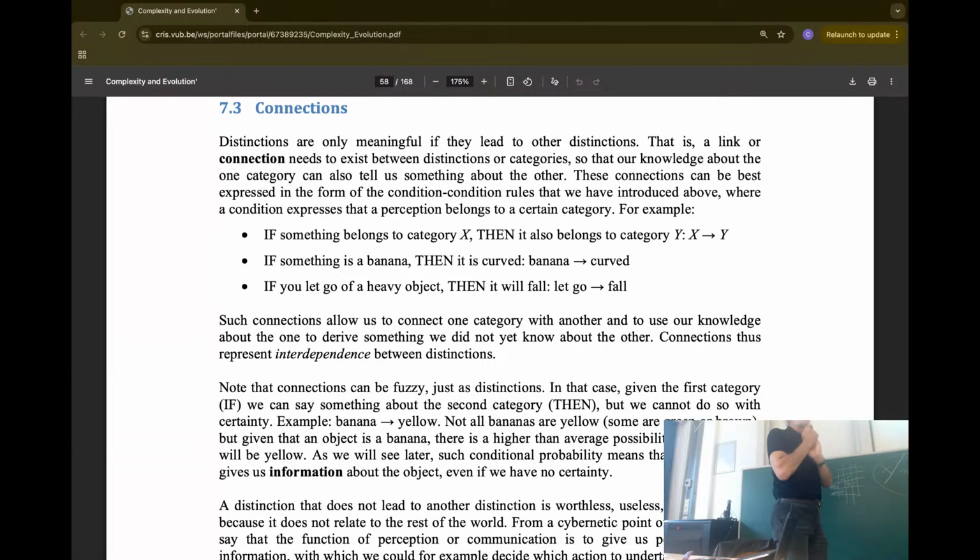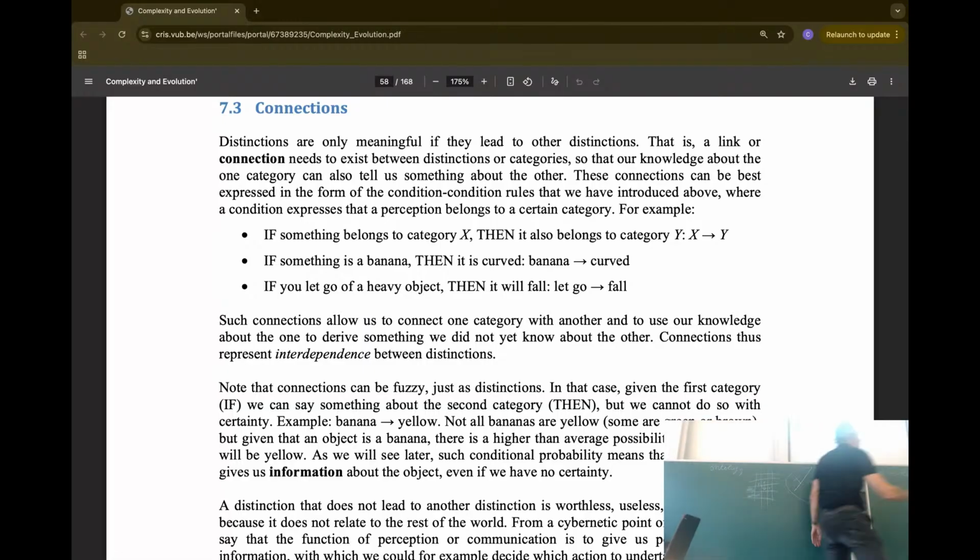Let's take, for example, the category of all bananas. I distinguish between bananas and other fruits. What can I say about bananas? I can say that bananas are curved. They have a curvy shape. If it is a banana, then it is curved. But I can also say, if it is a banana, it is fruit. These are what I would call hard connections. If it is a banana, it's always curved. If it is a banana, it's always fruit.